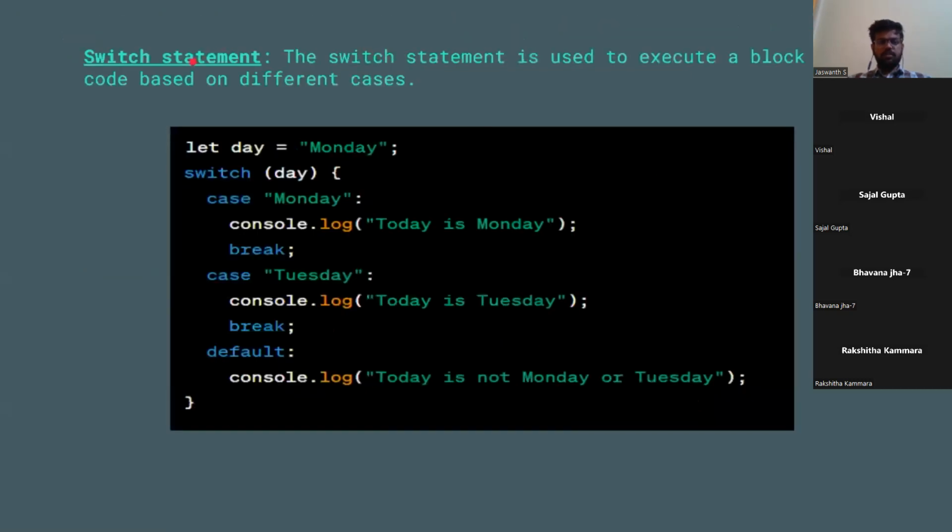Next is switch statements. First you declare the variable that you'll use for the switch statement. So let day equal Monday. So Monday is the value here. Then you use switch, and write different cases based on the variable. Case of Monday, this console log will execute. If the day was Tuesday, this case will execute. And if none of the cases match, the default case will run.